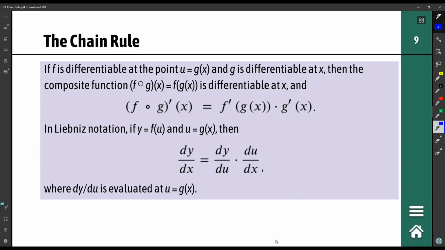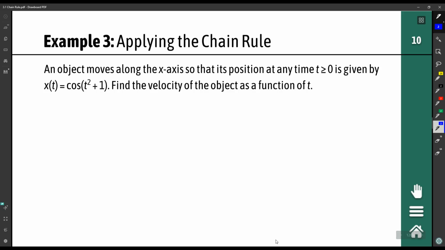Here it is. If f is differentiable at the point u equals g of x, and g is differentiable at x, then the composite function f of g of x is differentiable at x, and that derivative is f prime of g of x times g prime of x. Or in Leibniz notation, which we've been doing on the previous slides, dy dx is equal to dy du times du dx, where dy du is evaluated at u. So in motion, here it is one more time.